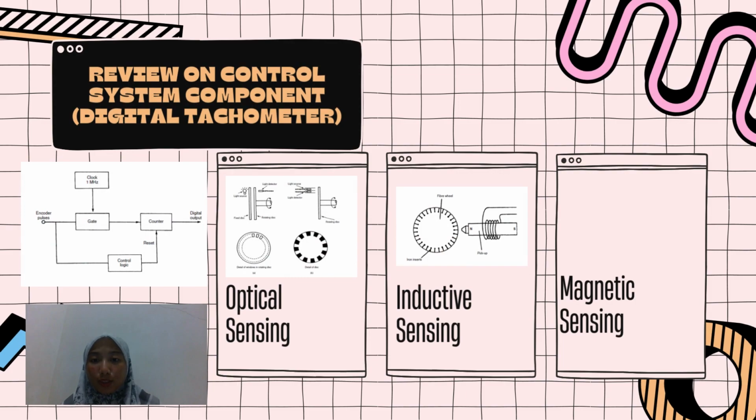Review on the control system component in digital tachometer. In the digital tachometer, we have three types: optical sensing, inductive sensing, and magnetic sensing.